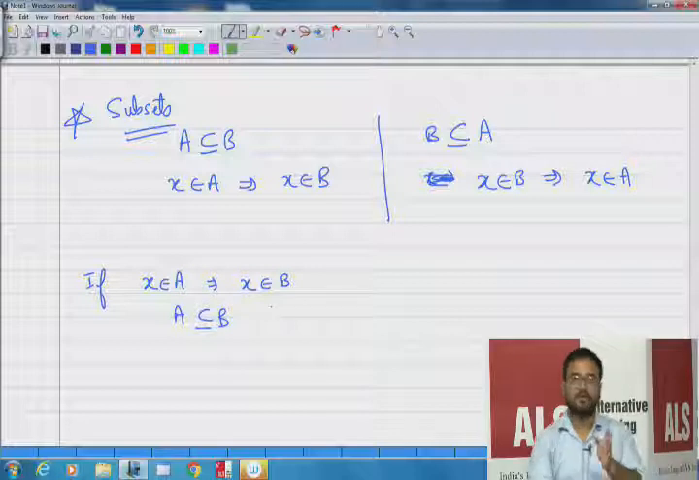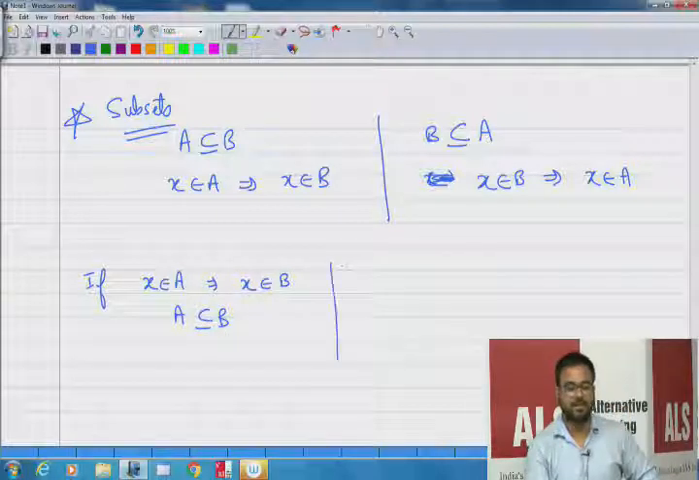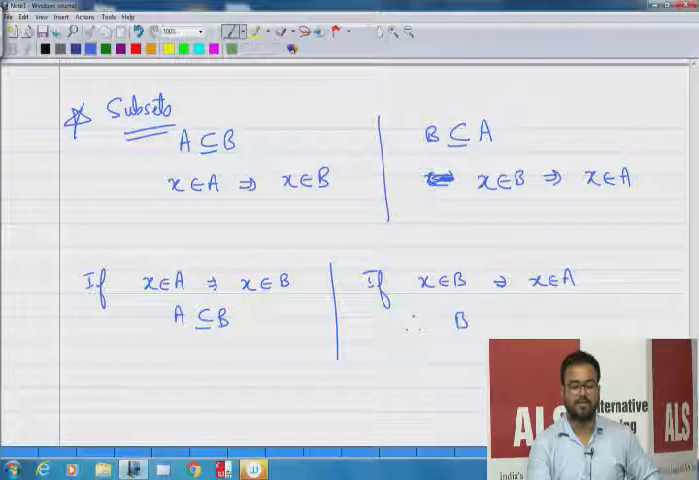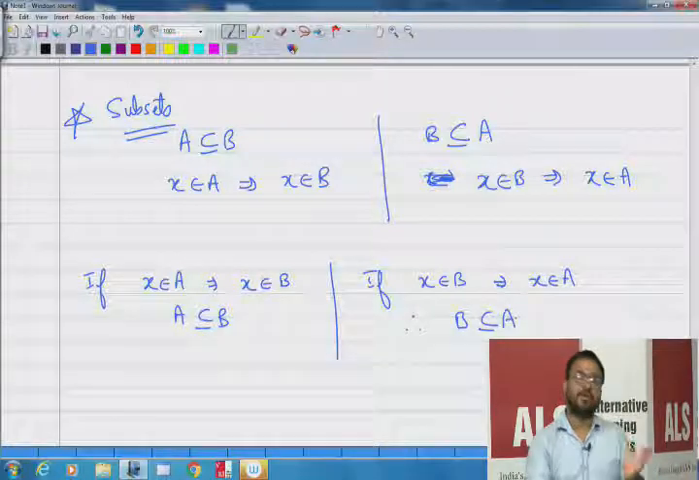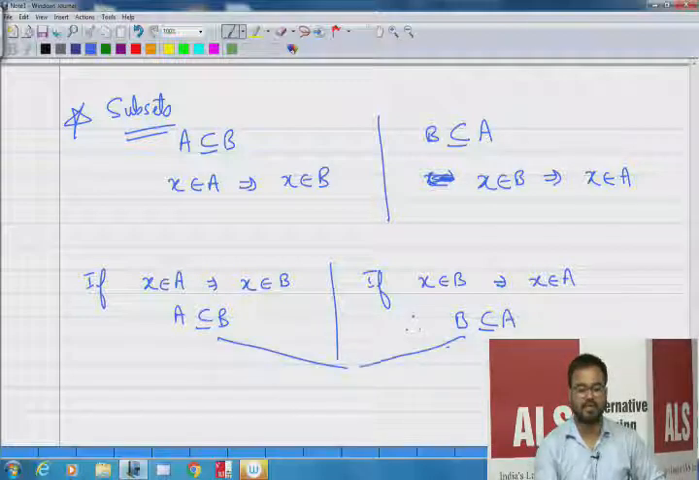Subset of B means we are talking about the improper subset, we are not talking about the proper one, because in a proper subset we will not include that dash which is equal to. And if X is an element of B, it implies X is an element of A, then therefore B is a subset of A. If A is a subset of B and B is a subset of A, then from these two we can say A is equal to B.